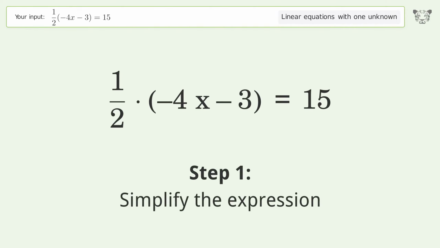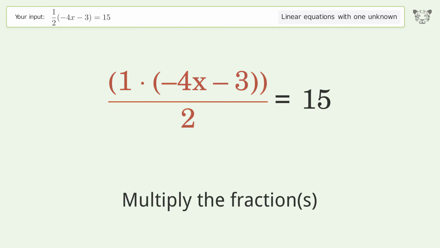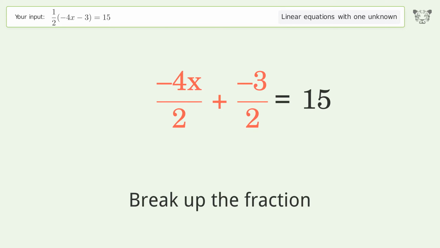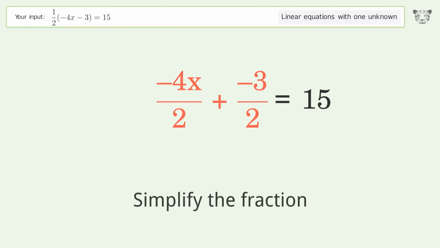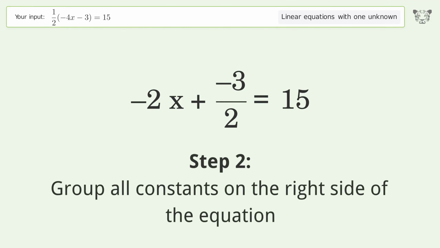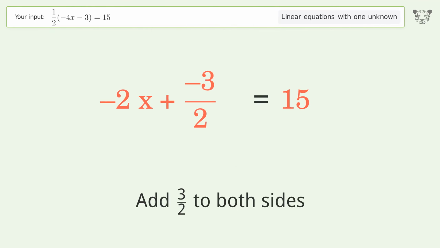Simplify the expression. Multiply the fractions. Break up the fraction. Simplify the fraction. Group all constants on the right side of the equation. Add 3/2 to both sides.